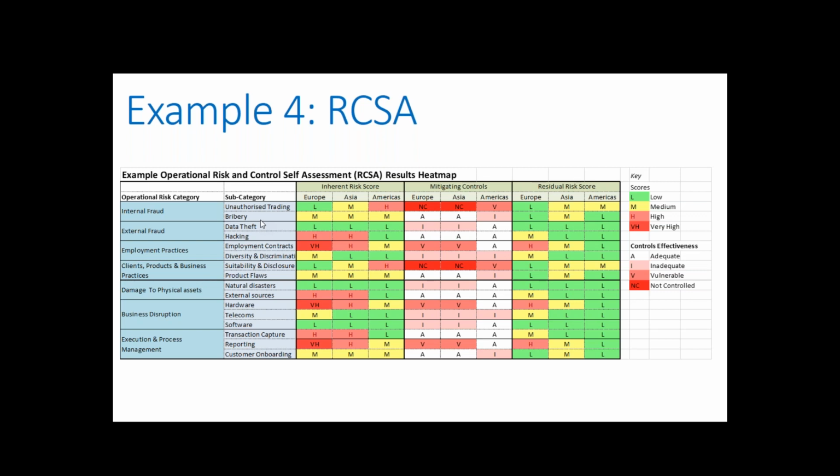And then obviously, if we have risks in place, what we try to do is mitigate those, put controls in to reduce the likelihood and, if it happens, to reduce the impact of it happening. Therefore, for each of those risks, we put in mitigating controls, and they have effectiveness. We can see on the right-hand side whether they're adequate, inadequate, vulnerable, or worst of all, not controlled at all. Having applied those mitigating controls, we see the risk with those controls applied, and hopefully that's looking a lot more low and medium, a lot more green and yellow than the inherent risk score.